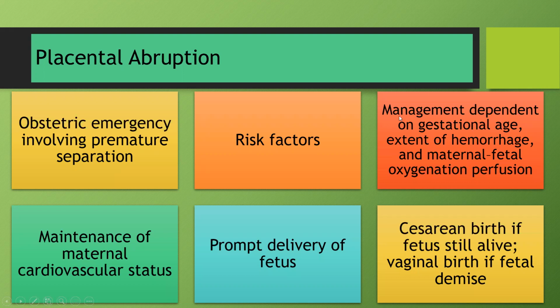Again, maternal age, multiparity, induction is a risk factor for placental abruption. Drug use is a risk factor. Trauma to the abdomen, hypertension is a risk factor. So the management is going to depend on the gestational age and whether or not the baby is still alive. We are going to have prompt delivery of the fetus, vaginal birth if it's a fetal demise, cesarean birth if the fetus is still alive.